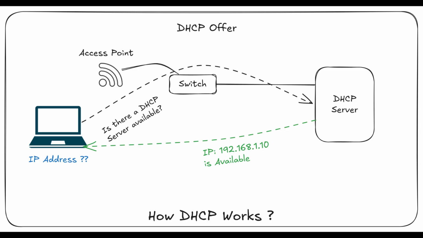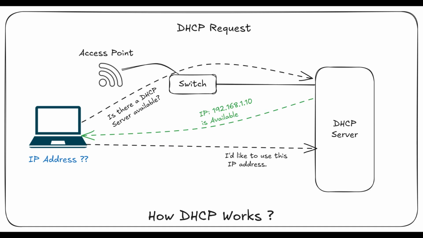Now, the laptop reviews the offer and responds with a DHCP Request message. This tells the DHCP server, "Yes, I'd like to use that IP address." At this point, the laptop is basically accepting the offer.